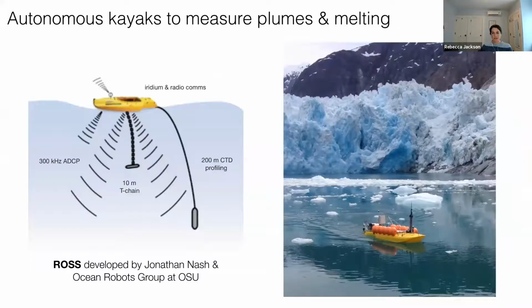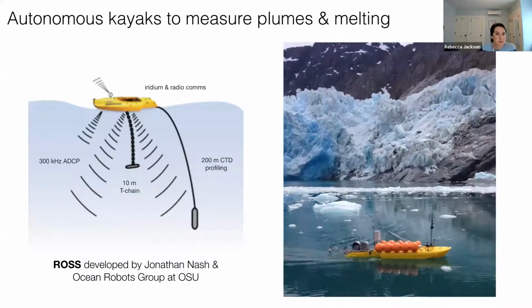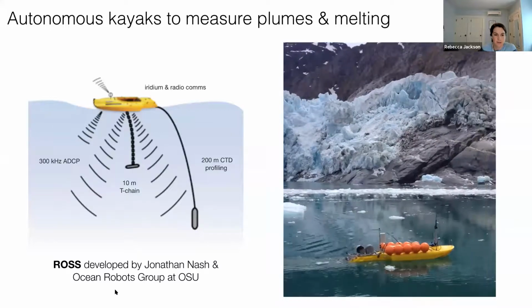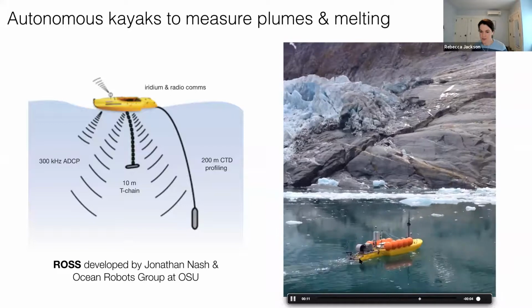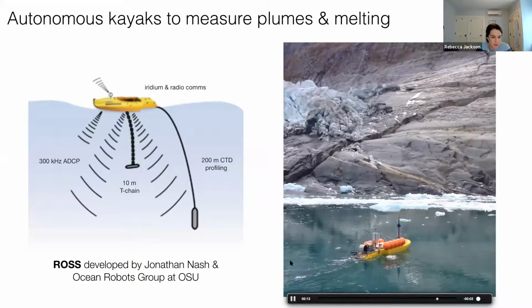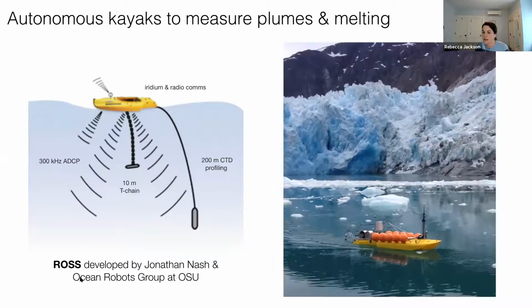And so what I'll focus on next is surveying done by autonomous kayaks. These are basically kayaks equipped with a jet engine and a remote control. They're developed by Jonathan Nash and his group, the Ocean Robotics Group at Oregon State.